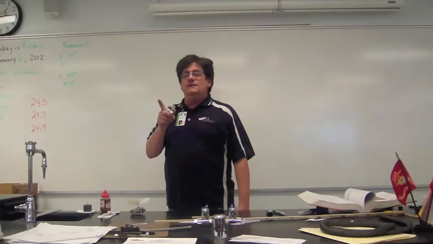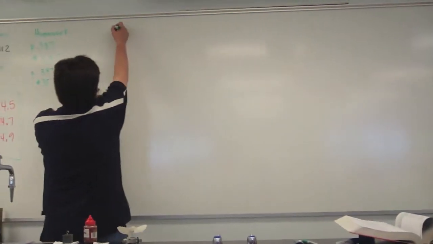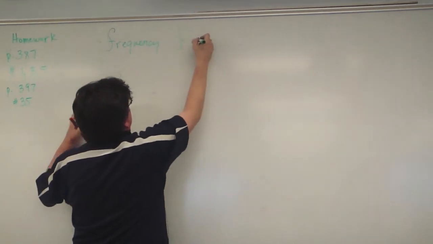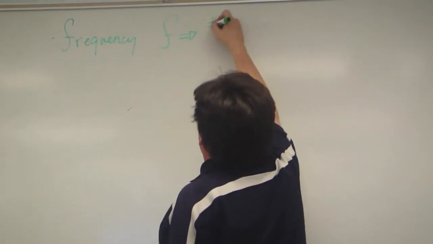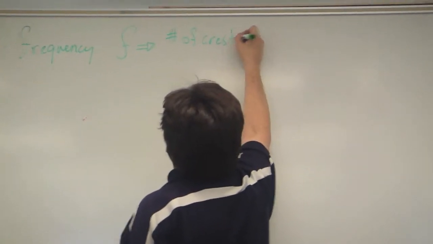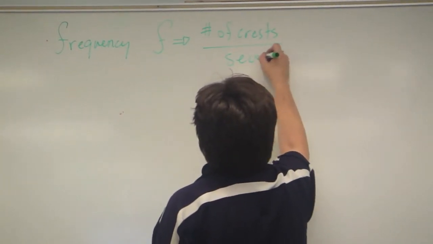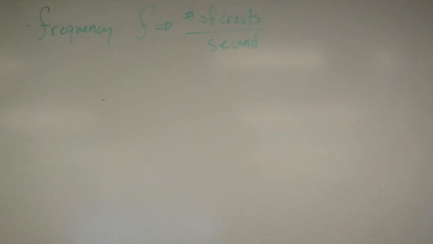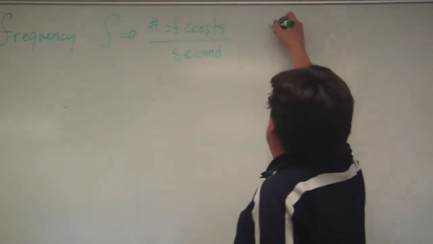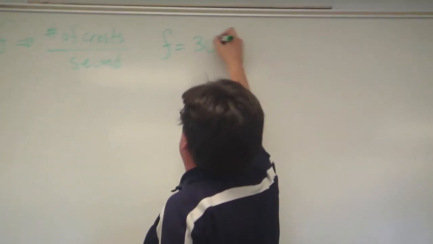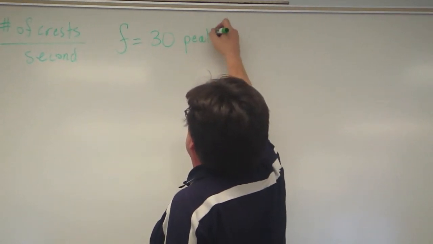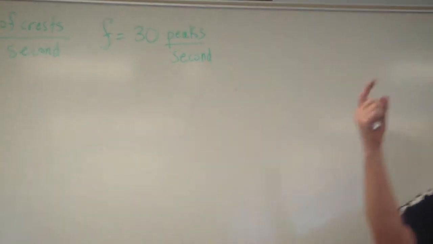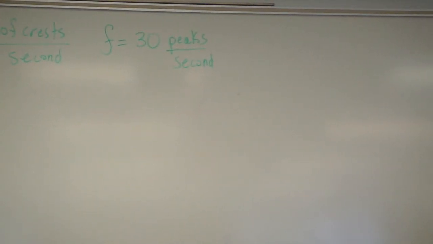That's what frequency is. What we did today that was new was I defined for you frequency. And frequency I defined as the number of crests per second that pass by a location. If I said that the frequency was equal to 30 peaks per second, that would mean that 30 of those wave peaks passed by a spot in 1 second.